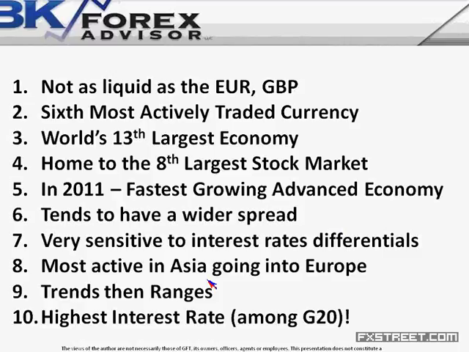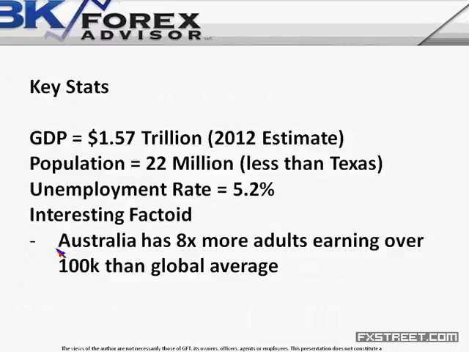And number 10 is the last thing, but one of the most important things to remember, which is that Australia has one of the highest interest rates among the G20. So some key stats on the Australian economy. Well, Australian GDP is about $1.57 trillion. So that's a pretty good-sized economy for Australia, but you can compare that to U.S. GDP, which is about $14.5 trillion. So the Australian economy is only about a tenth of the size of the U.S. economy.